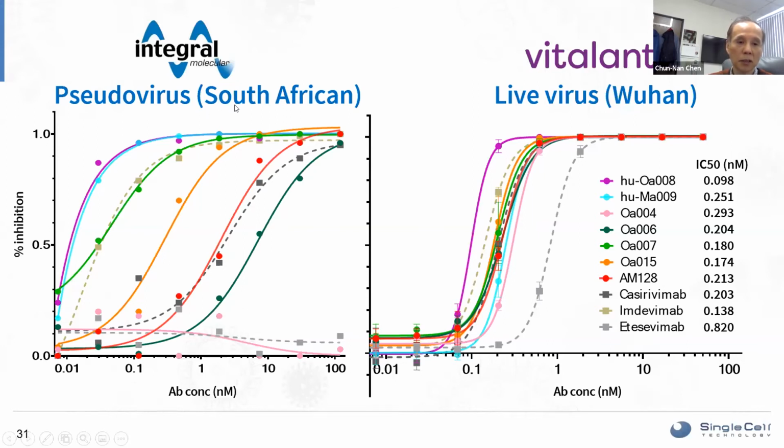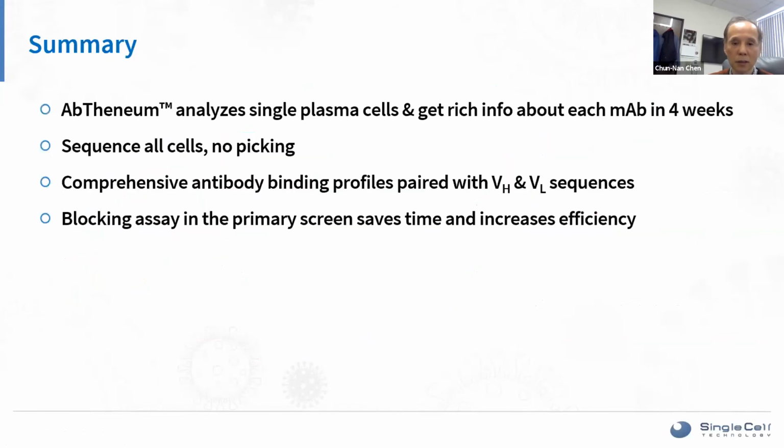But when you test them against the pseudovirus that is representative of the South African variants, then you can see the differences here. In fact, the Eli Lilly one stops neutralizing the virus, as well as one of ours, but we have at least 2 of them that remain strong and actually better than the Regeneron here. So this is a type of assay that we're able to quickly find using our blocking assays.